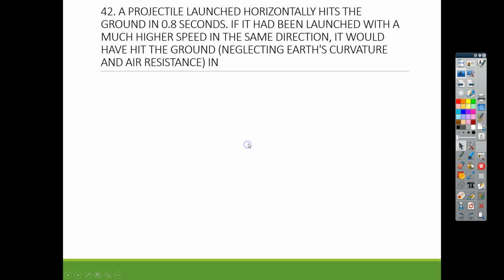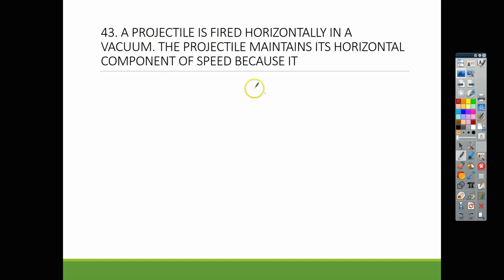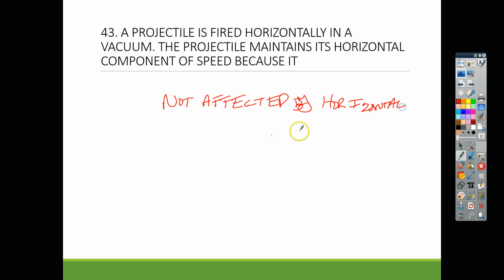Number 43 says if a projectile is fired horizontally in a vacuum, the projectile maintains its horizontal component of speed, mainly here just because it is not affected by horizontal forces. So if we look at the forces in the x direction, so we could say the sum of the forces in the x direction is 0, and it's because there are no forces in the x direction.